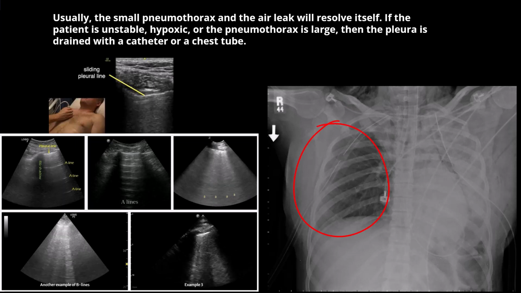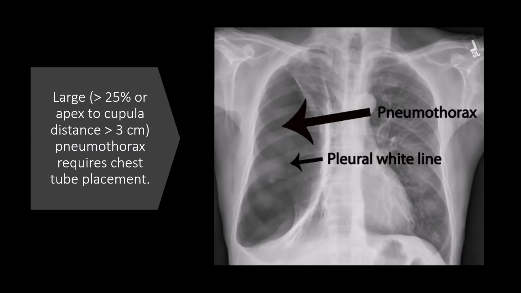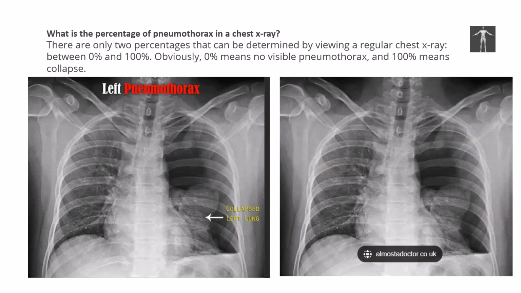If the patient is unstable, hypoxic, or the pneumothorax is large, then the pleura is drained with a catheter or a chest tube. A large pneumothorax is 25% of the lung area or greater.